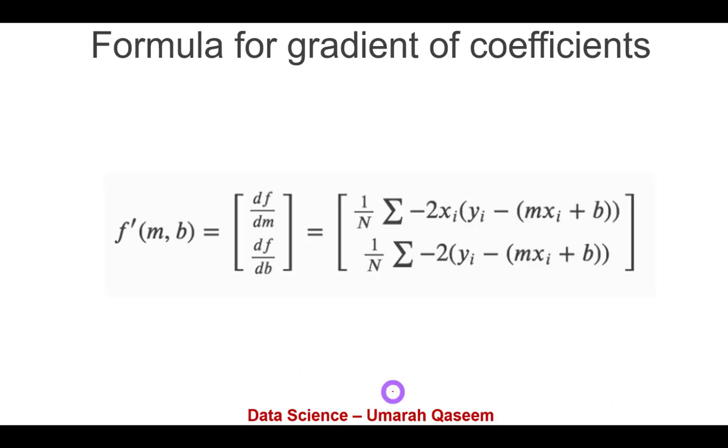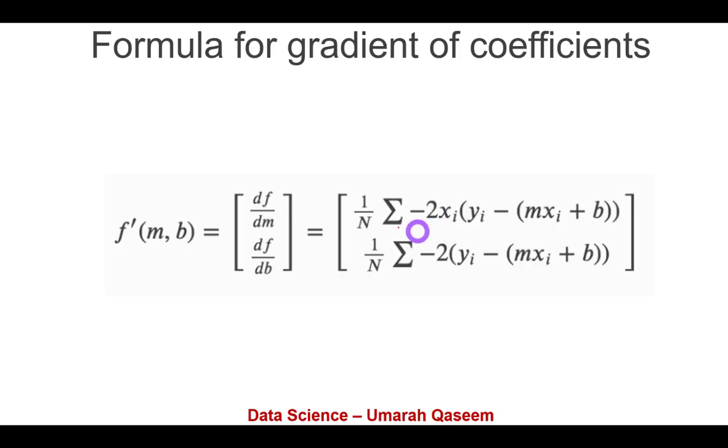The formula for the derivative of the loss function with respect to m is this one, and with respect to c, or the y-intercept, is this one. I've just written b instead of c here, so don't be confused by that. And you know this is actually the predicted y, mx plus c, or in this case I've written b, so mx plus b. So this is the predicted value of y, and this is the actual value of y. I'm not deriving these two equations right now. If I do that, this video will be very long, so I'm not going to do that for now. We'll just use this formula and implement it.